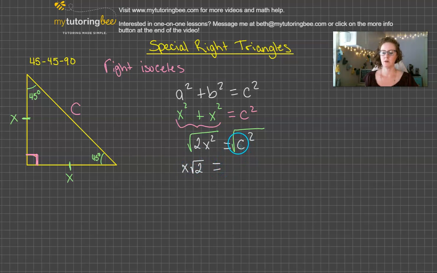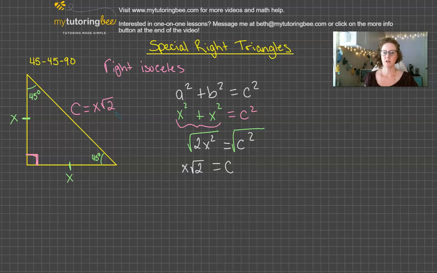And then that equals the principal root of c squared, which is just c. So here we've already figured out that the length of c, as it relates to the length of these other two sides of the triangle, is just x times the square root of 2. So again, how do we apply that? What does that mean for other triangles?